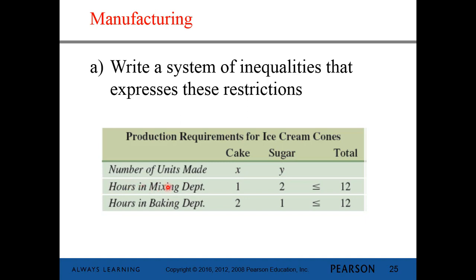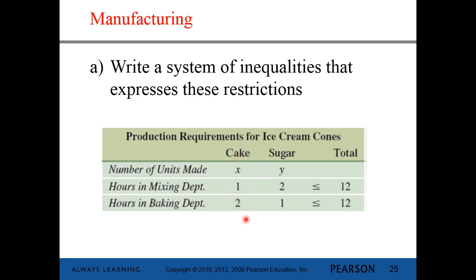The hours in mixing: for one batch of cake cones, it's going to be 1 hour, and for sugar cones, it's going to be 2 hours. And then for the hours in the baking department, it's the other way, 2 and 1. This total number of hours has to be less than or equal to 12, and this total number of hours has to be less than or equal to 12. It's going to be 2 hours for every batch, so it's going to be 2x.